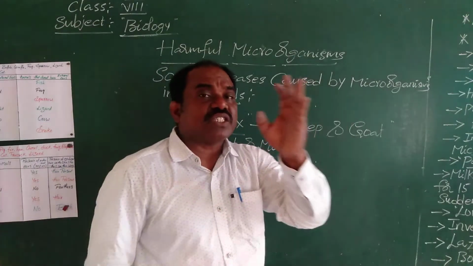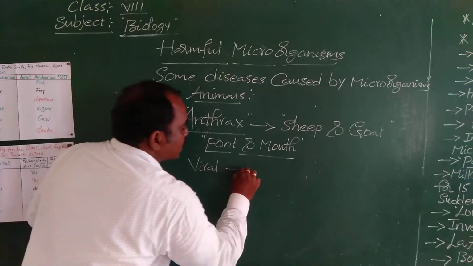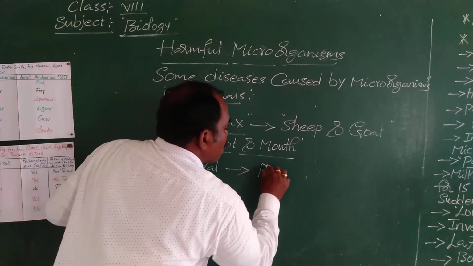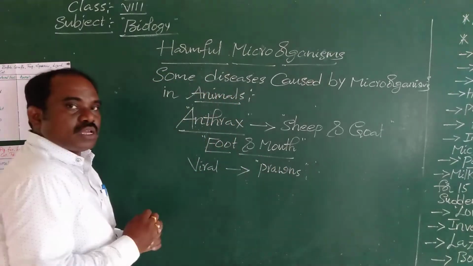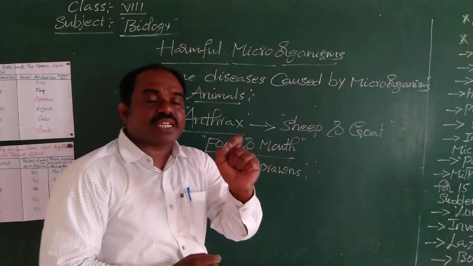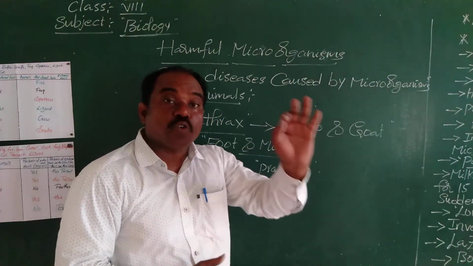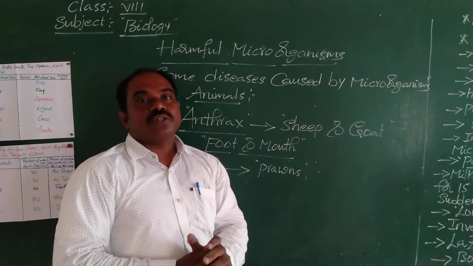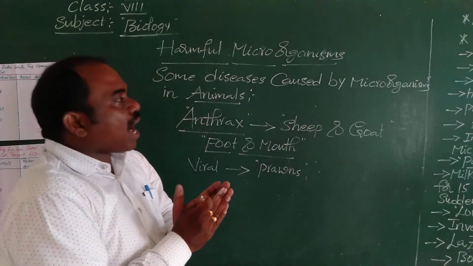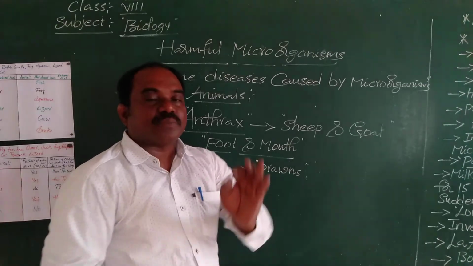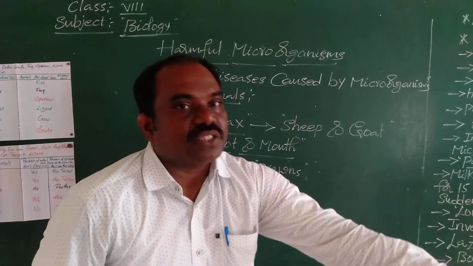Viral infectious diseases can also affect animals. Some of the bacterial infectious diseases affect poultry farms. These are the common diseases affected by microorganisms in animals. Do you understand, my dear students?